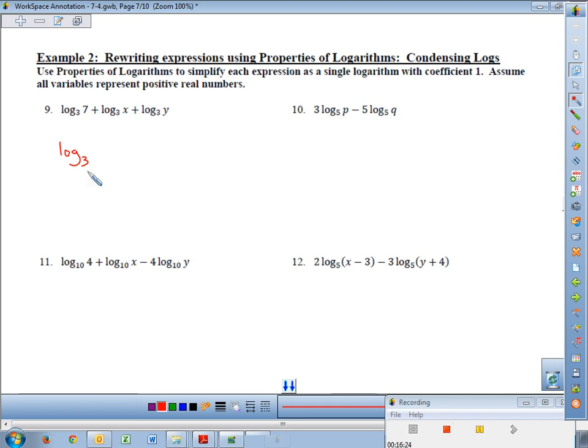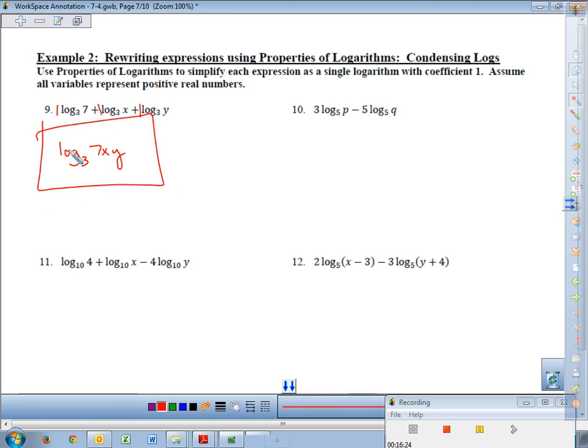Cool? Question. Will this be a fraction for my argument? Is there any subtracting going on between these terms? No fraction. It's all adding, right? Adding. So aren't all these numbers, the 7, the x, and the y, supposed to be what then? If they were adding those together, they should be multiplied together, 7xy. Good deal? Notice there were no exponents either because the number in front of the logs every time was a 1. Done and done. Cool? Next guy.